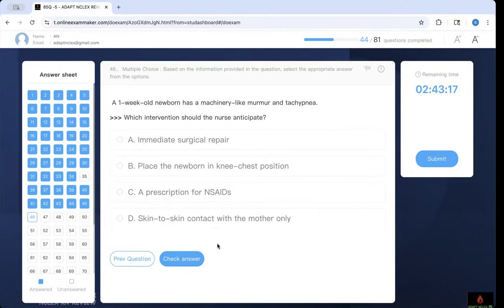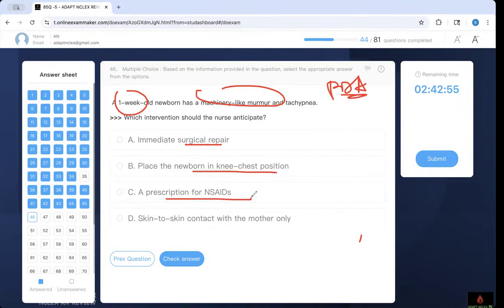What do you think? This is a concept you have to know. But what concept are you worried about? Is machine-like mama. What is that? This is PDA. Baby has a PDA, is 1 week old. What do you do? Do you repair it surgically? Do you put it at the knee to chest position? Give them NSAID, give it to the mommy for skin to skin.